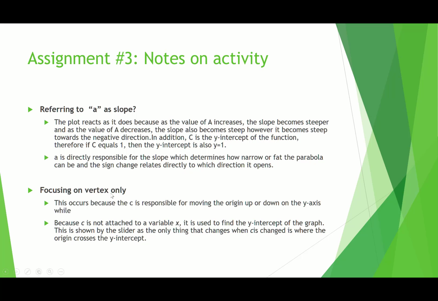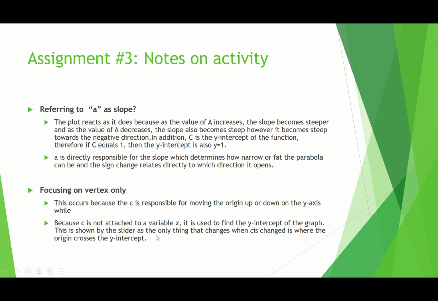Another thing here is, as I said earlier, several of you said that when you change C, the origin moves up and down. One person wrote, this occurs because C is responsible for moving the origin up or down the y-axis. So why is that the case? And it's not just C, it's not just the vertex moving up and down, it's every point on the parabola. Because C is not attached to a variable x, I think what you mean there is it's an additive component rather than a multiplicative component. It's used to find the y-intercept of the graph.